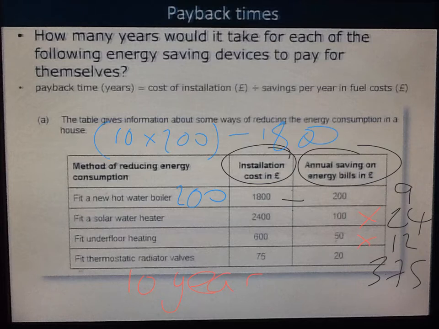Whereas the thermostatic radiator valves, well, they would give you, in this case, I just put this up there, 10 times 20 minus the 75, which comes out to be a saving of £125. So therefore, over a 10-year period, you can see it's more advantageous to fit the hot water boiler because it will save you more money in the long run.